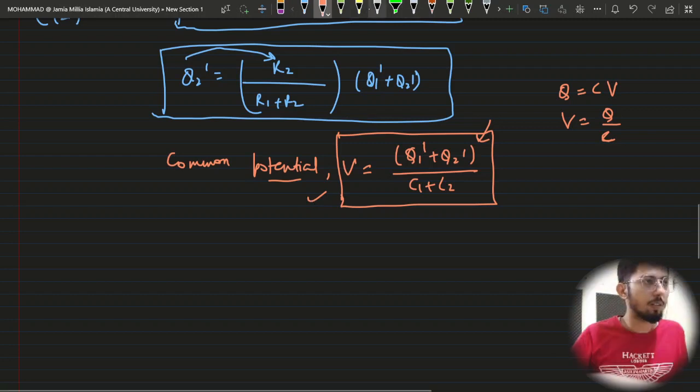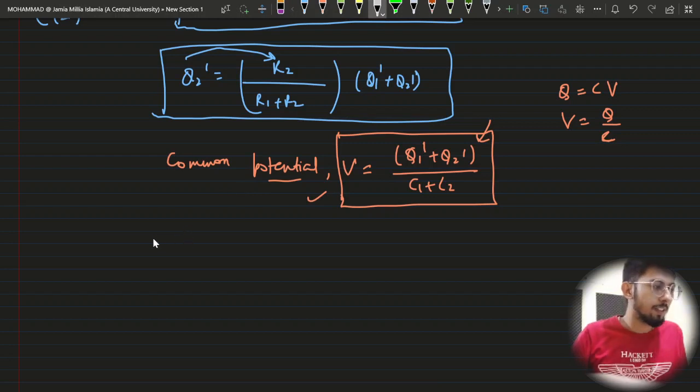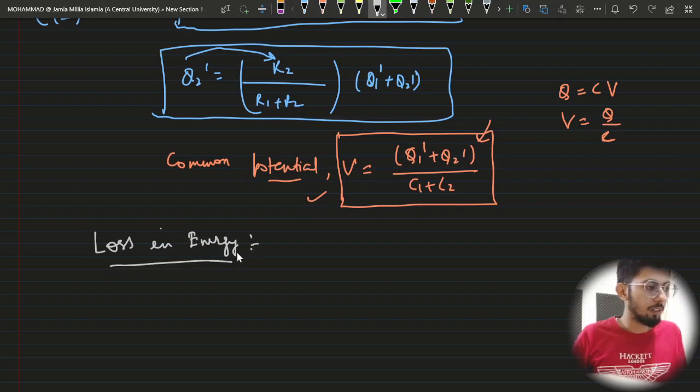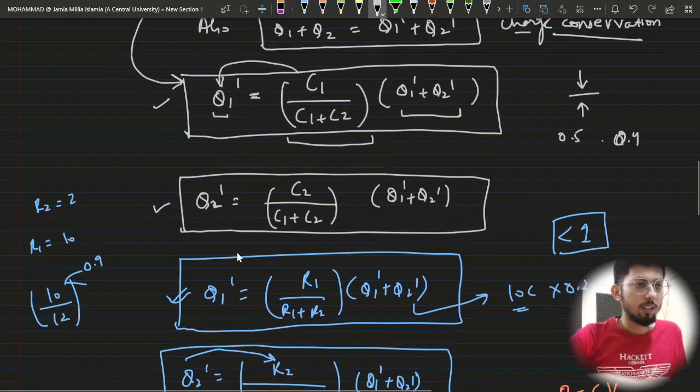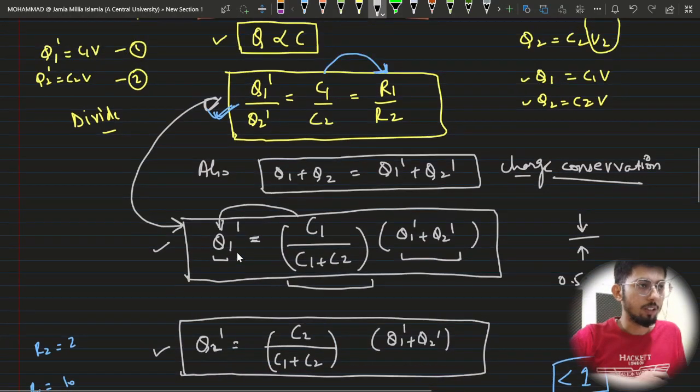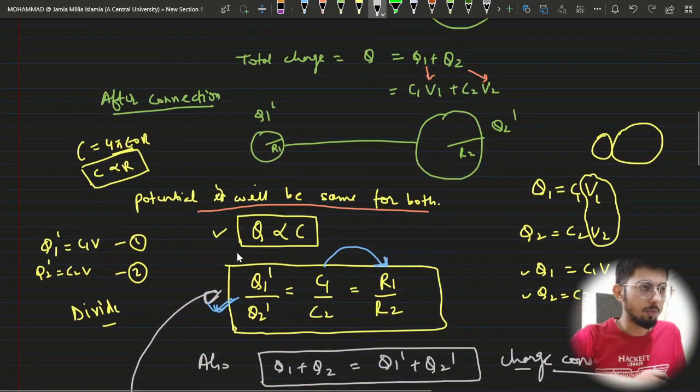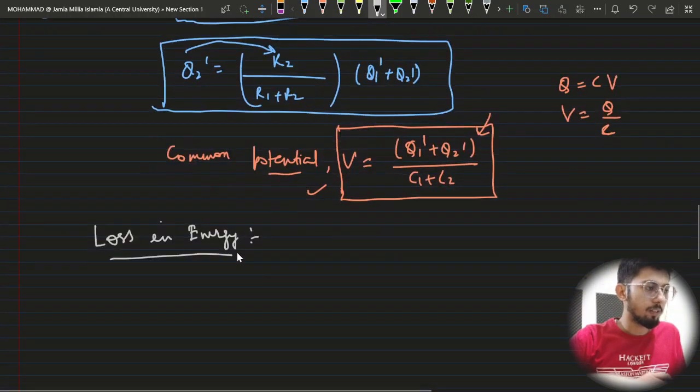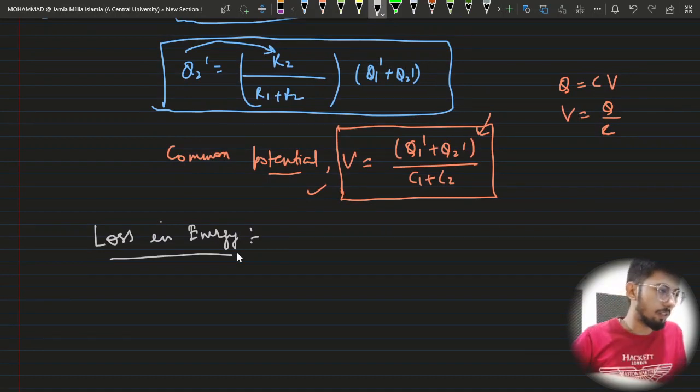Now let us talk about whether there is some loss in energy when this happens, like before and after. Because charge conservation is a different thing. Charge conservation is there. We know that Q1 plus Q2 is equal to Q1 dash plus Q2 dash. But whether or not there is some energy loss, how can you tell that? You need to find the initial and final energies and compare them.